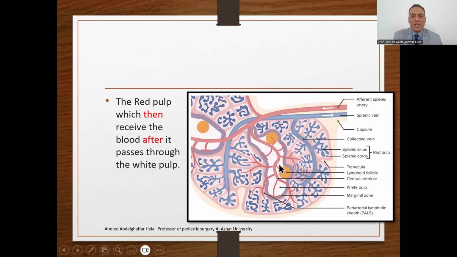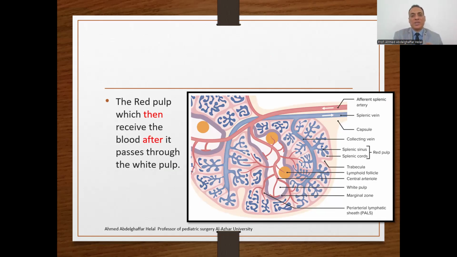Some magnification here. So the splenic artery will be divided into trabecular, and the trabecular will become segmental to supply the different segments. And finally, the central artery or arteriole. The central artery will pass through the lymphoid follicle in the white pulp of the spleen. What happens here is that the antigen-presenting cells, if this blood contains any virus, any bacteria, or particulate material, rapidly present it to the T cell.